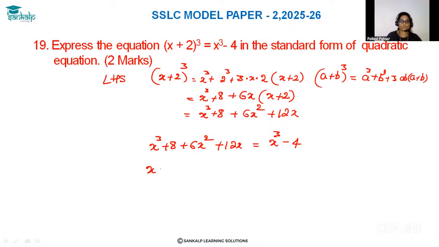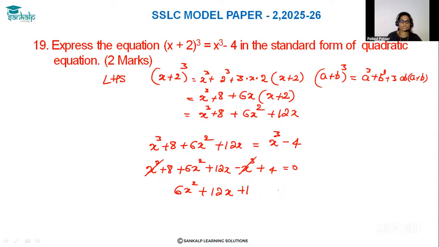x cube plus 8 plus 6x square plus 12x minus x cube plus 4 is equal to 0. Okay. So here combine the like terms. x cube minus x cube cancels. So here 6x square plus 12x, and 8 plus 4 is 12. So here 6x square plus 12x plus 12 is equal to 0.